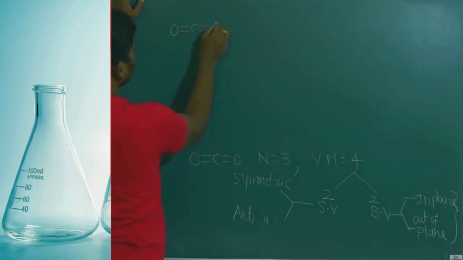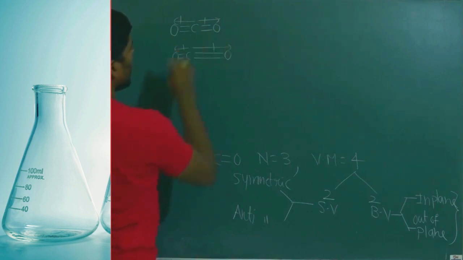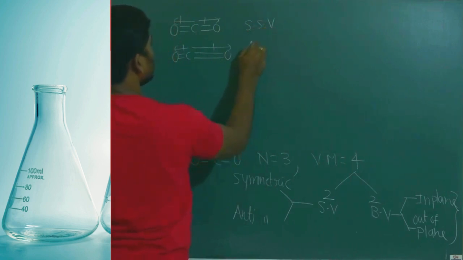I already explained this in the morning session. If both undergo extension or compression by the same extent, that is called symmetric stretching vibration. If one is undergoing compression and another one is undergoing extension, that is called anti-symmetric stretching vibration. This is symmetric stretching vibration, and this is anti-symmetric stretching vibration.